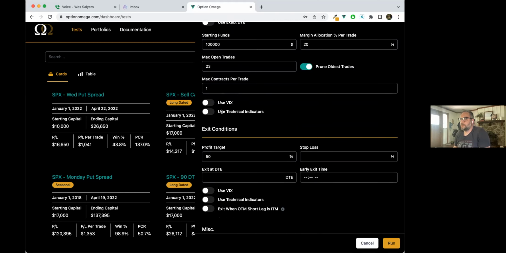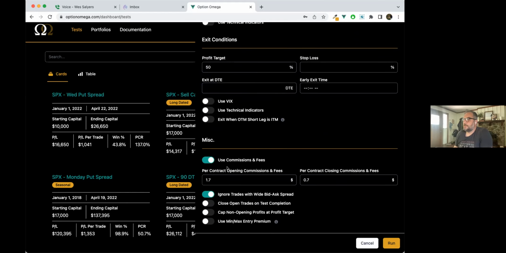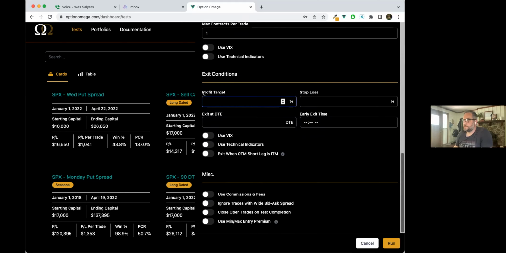Okay. And you don't have any VIX parameters or anything like that. No. And then you can use commissions and fees and things like that. We got all sorts of bells and whistles you can dial in, but for right now, just as a clean test, we'll do this. And do you have any profit target or stop loss or anything like that? No, not really. Okay, sounds good. That makes it easy. Let's run that.